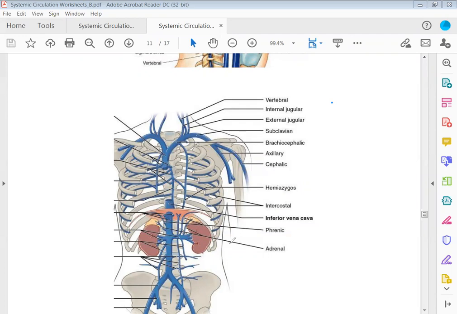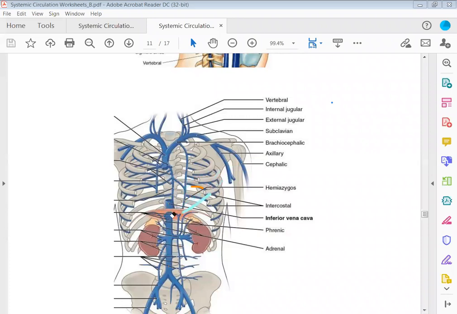Going down into this chest area right here, coming just off to the side of that vertebrae or vertebral column, you see the hemiazygos. Then you see all the veins that are just on the underside of each rib. Those are your intercostal. Inter means between, and costal refers to the ribs. So intercostal veins are between the ribs. Then you have the huge vessel right here that I'm tracing here in orange. This is your inferior vena cava.